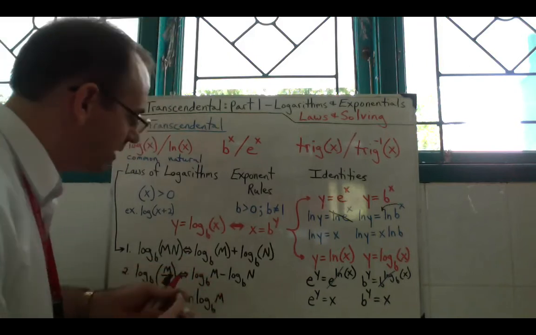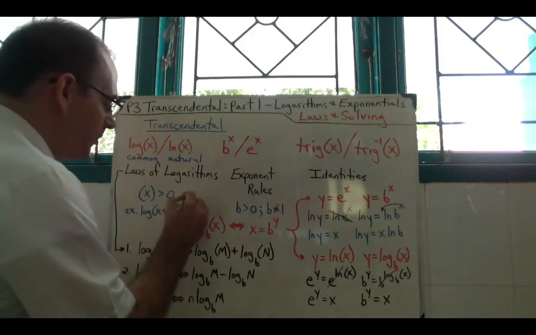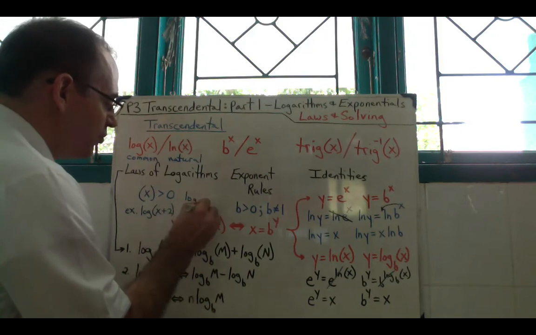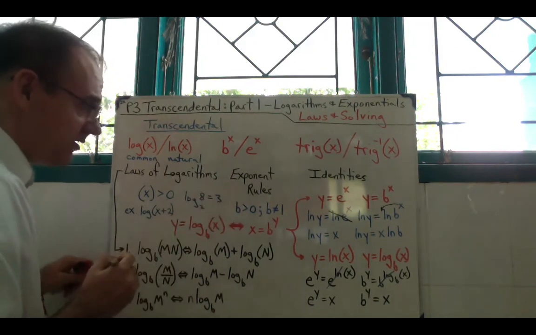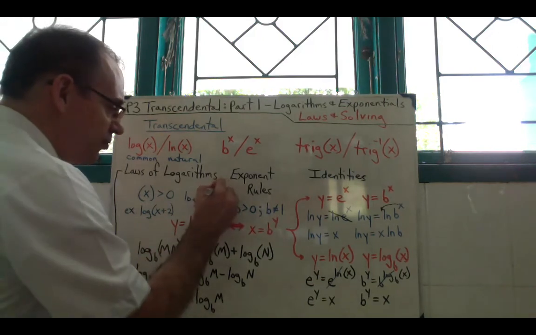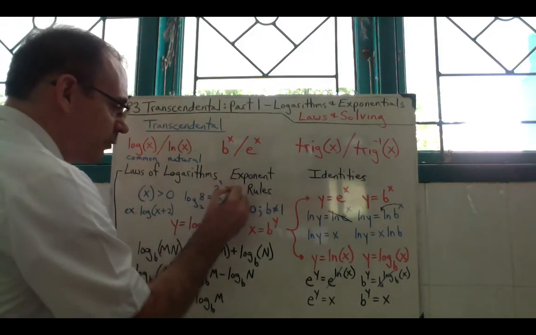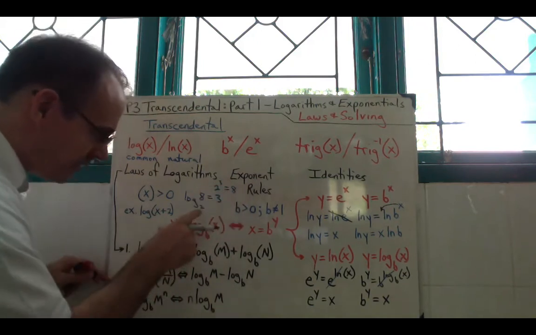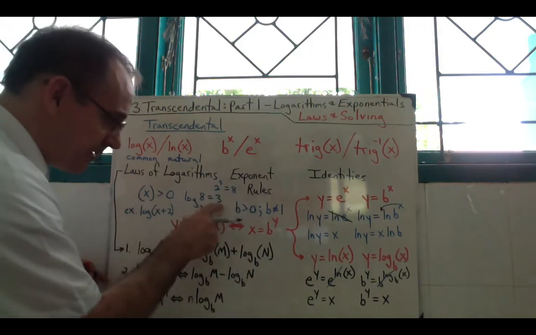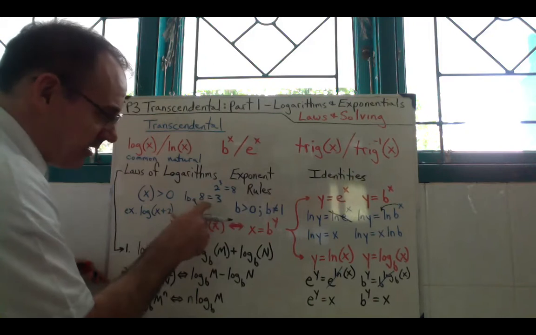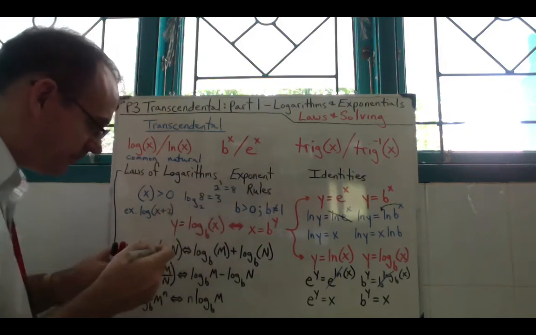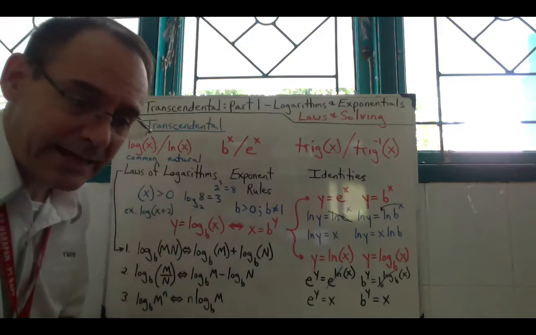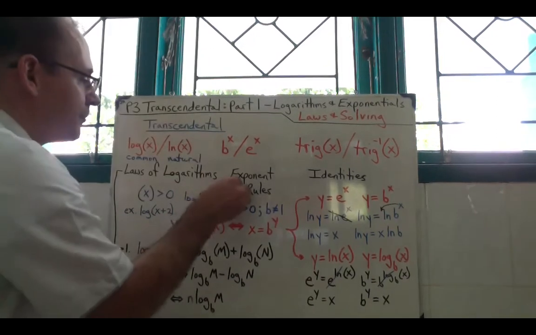So maybe a quick example, if you have log base 2 of 8 equals 3, that is the same thing as 2 to the third power equals 8. The base to the exponent equals the argument. 2 cubed equals 8, and you should be able to make it go back and forth like that.